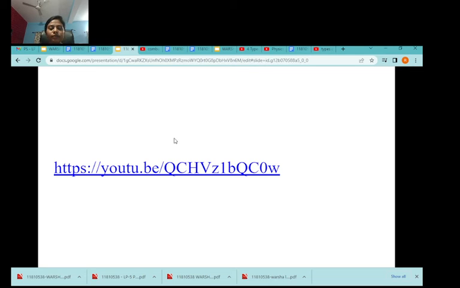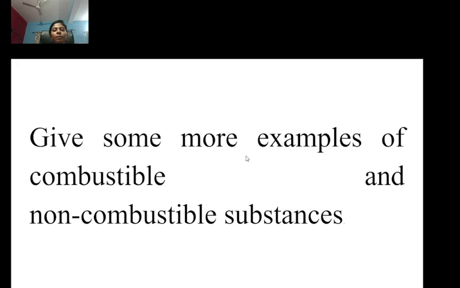Yes, you are right, paper will burn but glass will not. That means paper comes under combustible substance, petrol, diesel, kerosene come under combustible substance, and glass, stones will come under non-combustible substance, right? Yes. Now give some more examples of combustible and non-combustible substances, student. Yes, come up, which you think is an example of combustible and which will be an example of non-combustible substance.